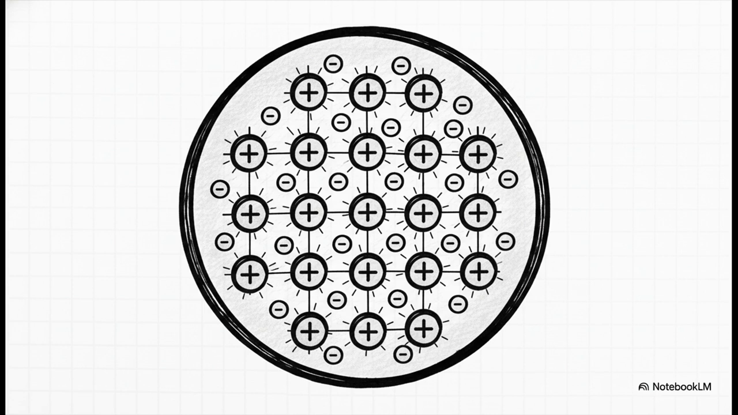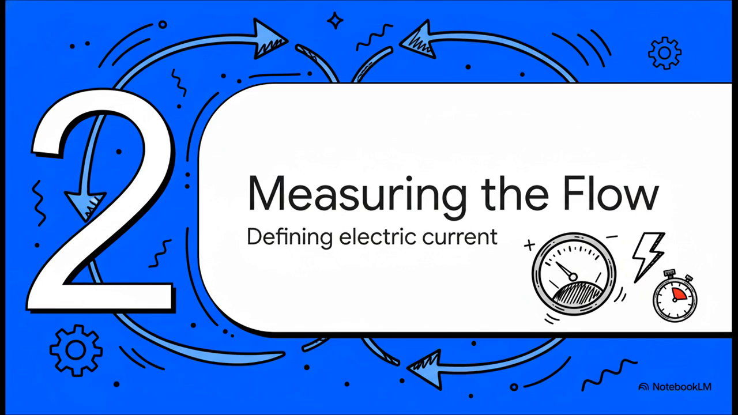But the moment you apply a voltage, say from a battery, that creates an electric field. And suddenly, all that chaos gets a purpose. All those electrons start drifting in one general direction. Okay, so now we've got this organized flow of charge. So the next logical question is, how do we measure it? How do we actually put a number on this movement?